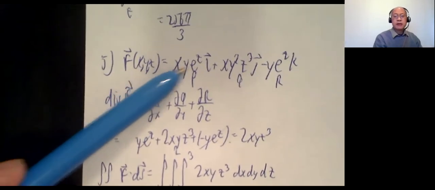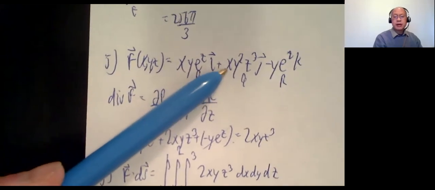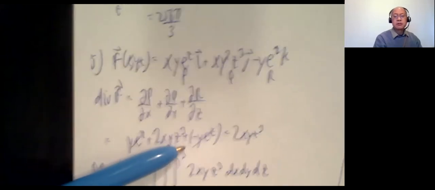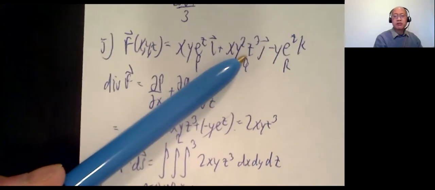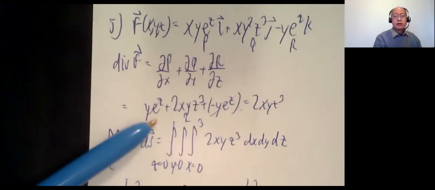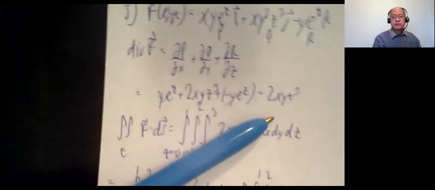So the derivative with respect to x is y e to the z. The derivative with respect to y is 2xyz cubed. The derivative with respect to z is minus y e to the z. Very conveniently, y e to the z cancels out, leaving 2xyz cubed.